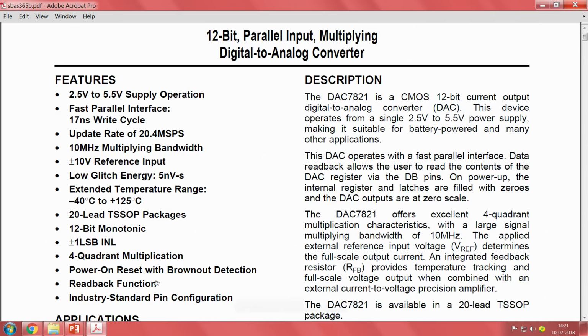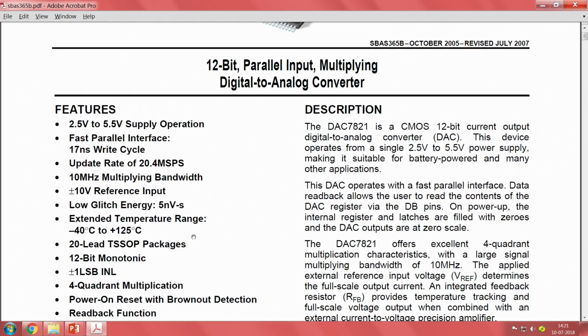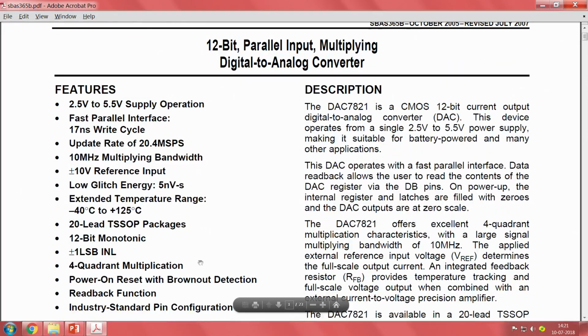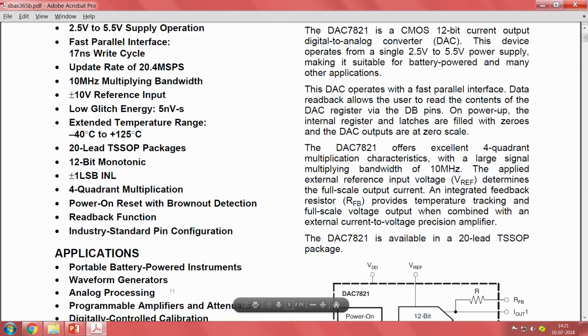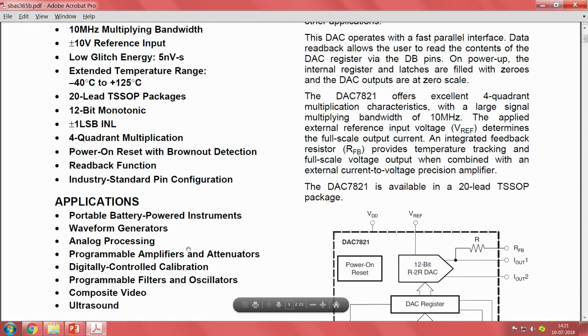Okay. Then read back function, and industry standard pin configuration, that is TSSOP. So, these are the main features. In the data sheet, first they will show you the main features. Next, what will they show you? They will show you applications. What are the applications? This is for your general understanding.